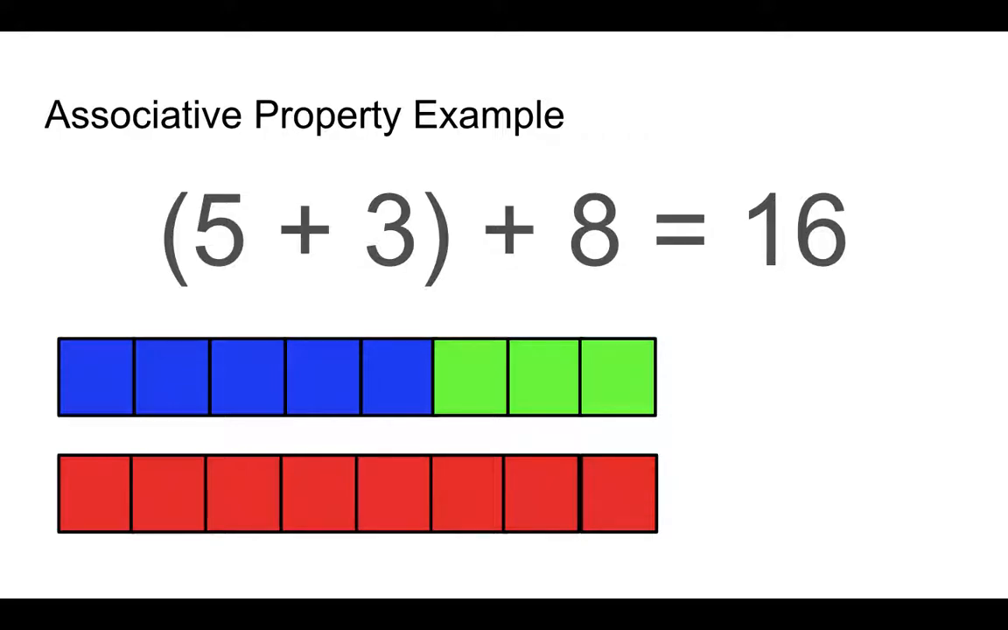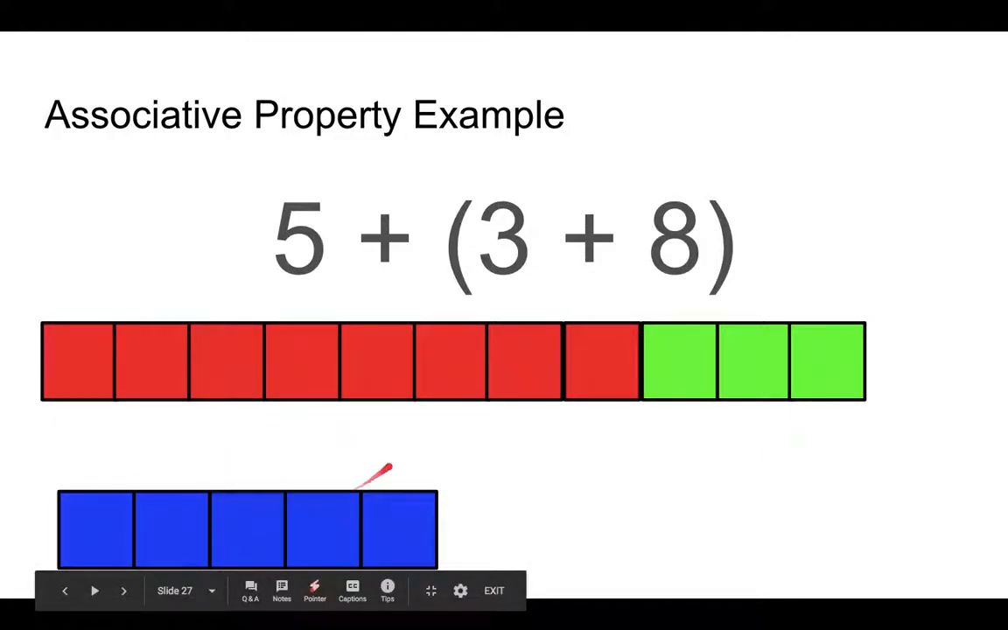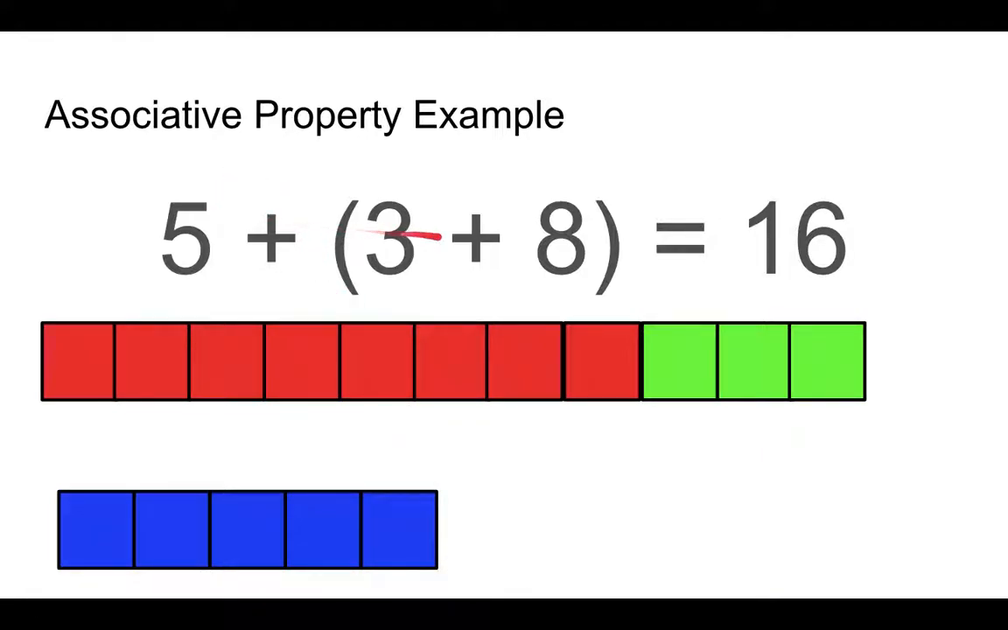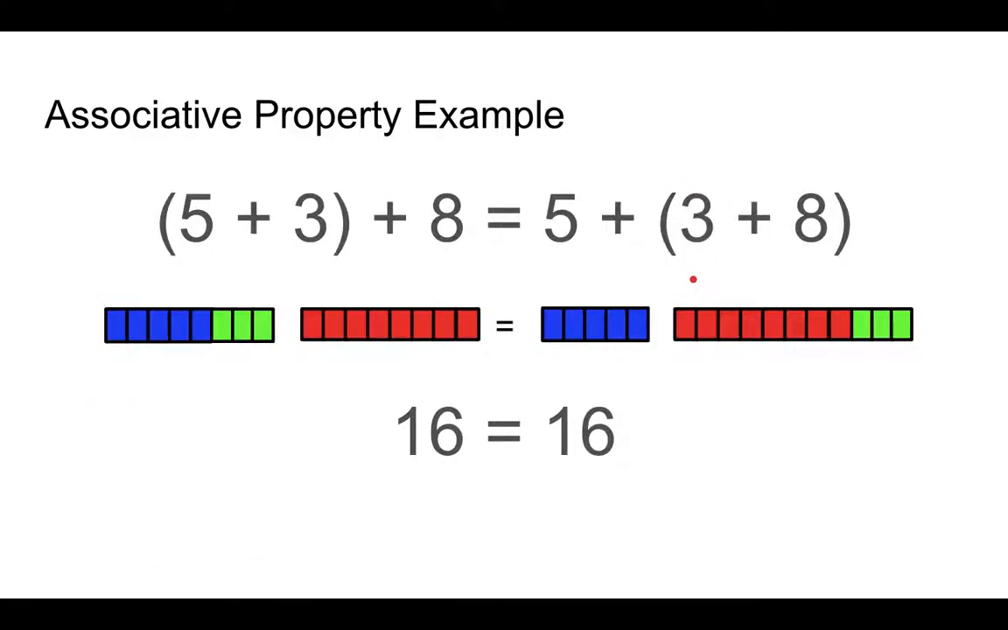Now if I switch that around and instead I add 3 plus 8 first, so I'd have 11 and then add 5 more on afterwards, I still get 16. Since my add-ins didn't change, if I choose to group 2 of them first and then add on the other, no matter what order I do that in, my sum is always going to be the same. So either side, either way I put it, it's always going to be 16.